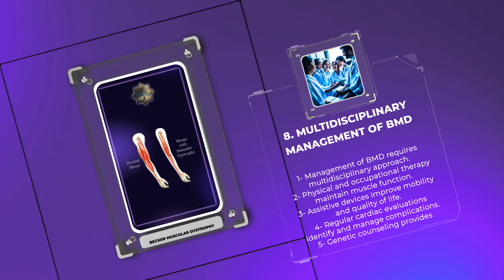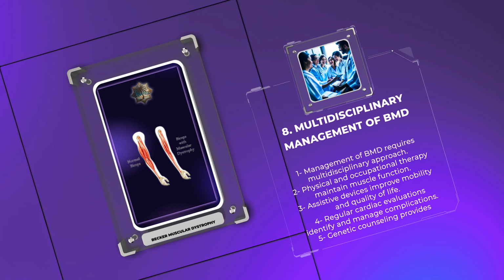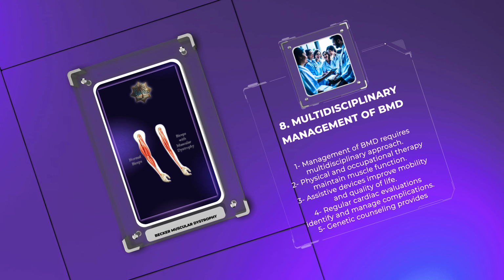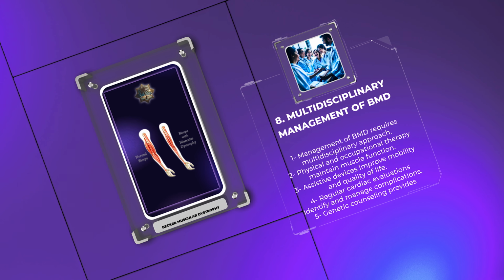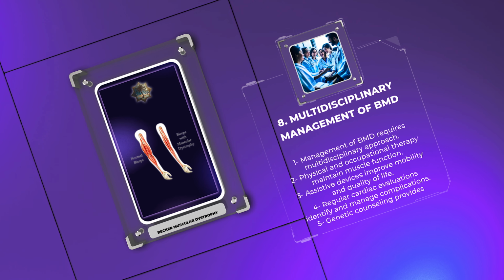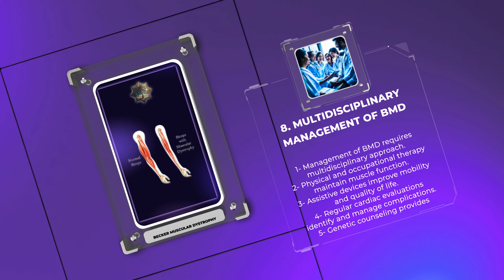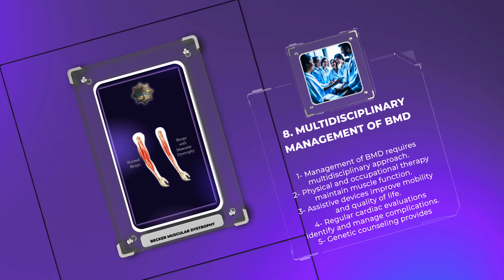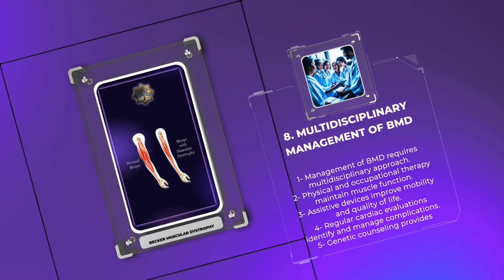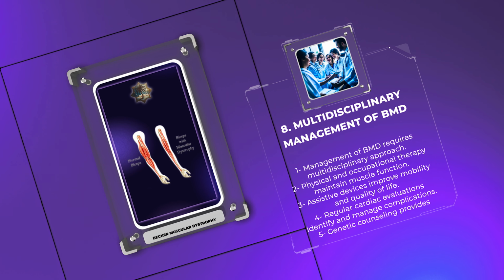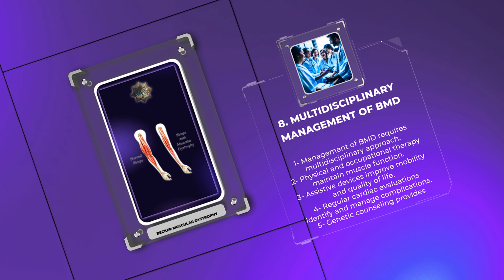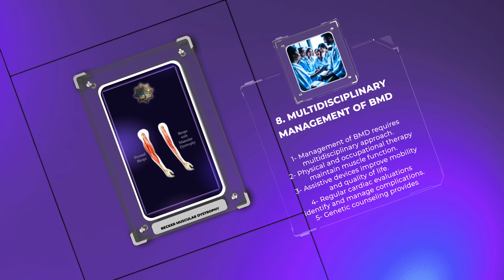Regular cardiac evaluations, including monitoring of cardiac rhythm and function, help identify and manage cardiac complications. Pulmonary function testing and intervention, including respiratory support if needed, ensure optimal respiratory function. Genetic counseling provides vital information about disease inheritance, family planning options, and the potential risk to other family members. Psychological support and social services are essential components in managing the emotional and practical aspects of living with BMD.